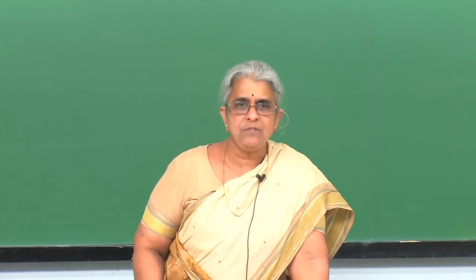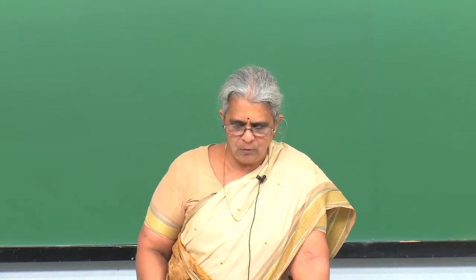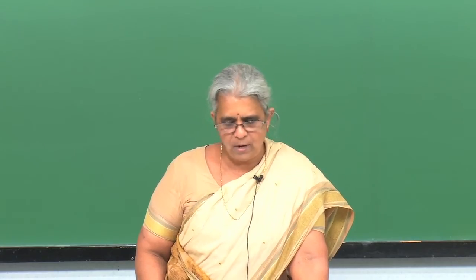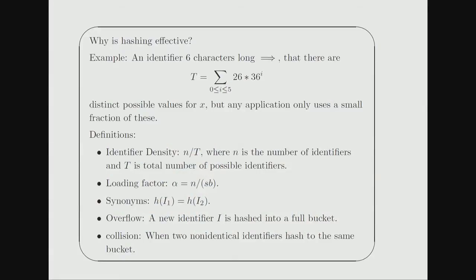We define what are called synonyms. If h of I1 is a particular key value, and I2 is another key value, identifier value, name value, whatever it may be, I am using all of these interchangeably here, then we say that 2 identifiers are synonymous if both of them hash to the same value.